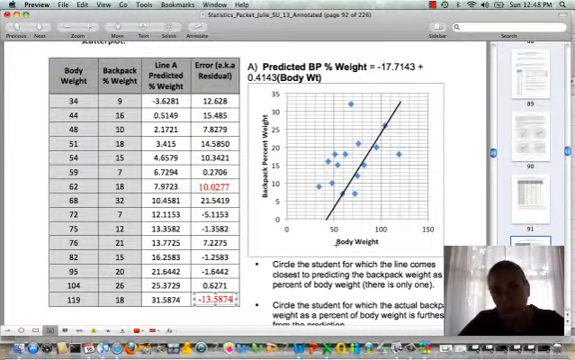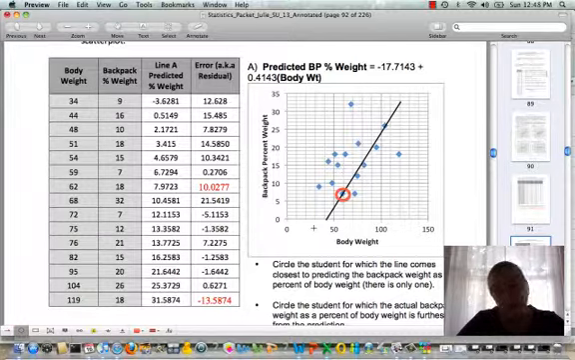So now we want to first circle the student for who the line comes closest to predicting backpack weight. And so if we look over at our error, that's the student with the least error. So as we go through the errors, it looks like the student who had the body weight of 59 had the smallest error for this data. And we can see that right here on the graph, right next to the 60 mark. It looks like the line for regression is going right through that point.